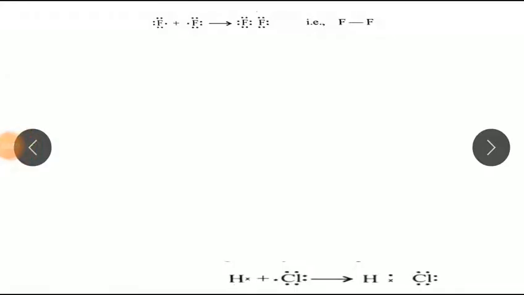Now we will see the example of F2 molecule formation. In this case, this fluorine again contains 7 valence electrons, and this fluorine also contains 7 valence electrons. One electron from each is combined, forming the F2 molecule, which is denoted by F dash F. The covalent bond is denoted by a single line. That is the formation of the F2 molecule.